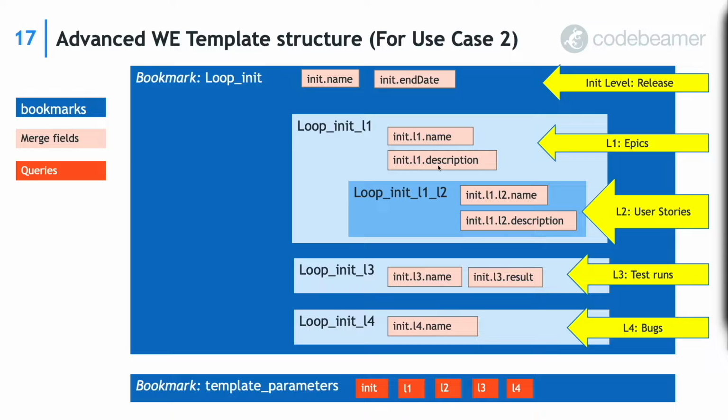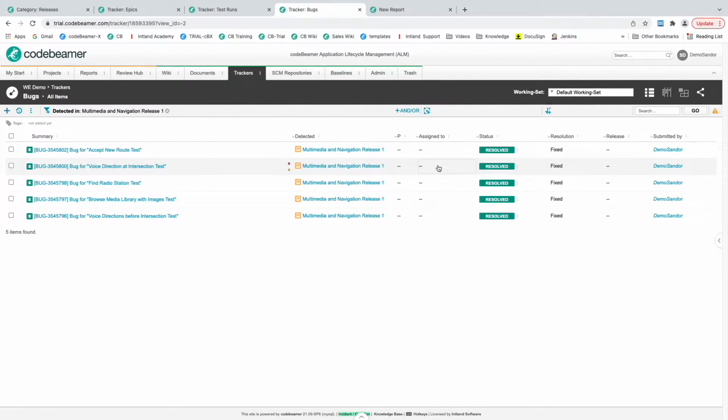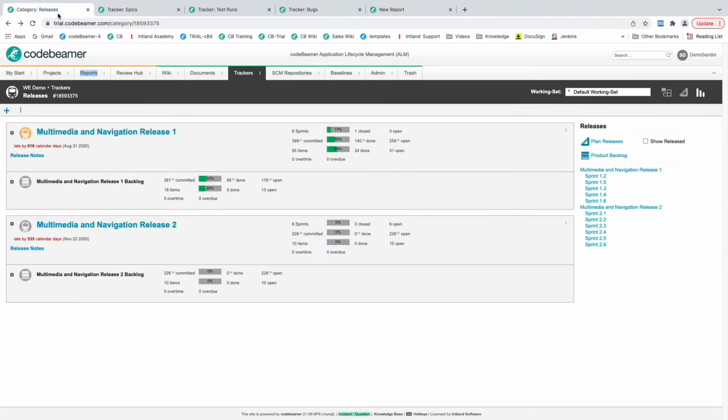Okay, now it's time to switch over to Codebeamer and check what are the actual contents that we would like to export into Word. As you can see, this is my demo project I created for this advanced Word export presentation. And within the project, we have two releases. And let's say we would like to export the content that relates to the first release, Multimedia Navigation Release 1. So this is going to be the initial item for our export. So we will initiate the export process from here.